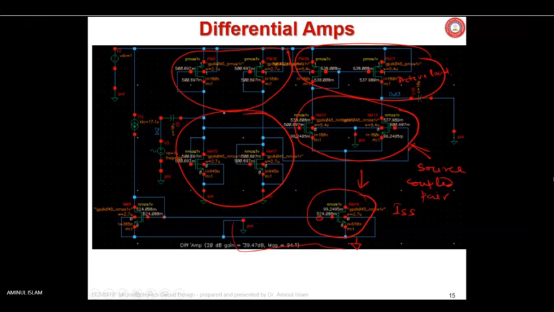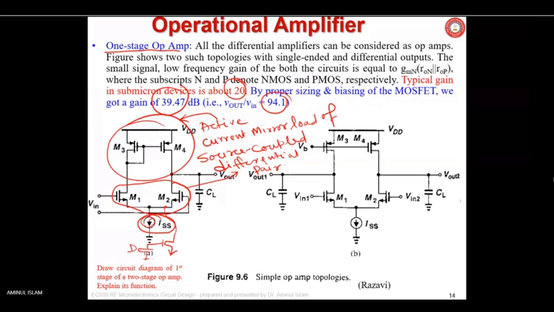See, whatever we have discussed earlier, we are not talking about the biasing circuit. I mean to say, this MOSFET will be on only when you apply VGS greater than VT, or not? Yes or no?